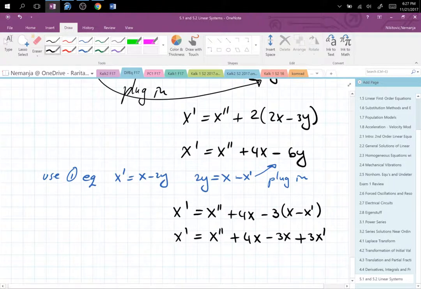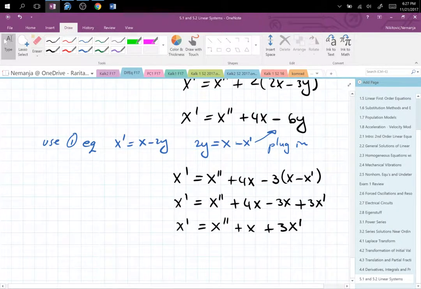And now put everything on a pile and then shift everything to the left. So we have x double prime plus x plus 3x prime, and now move everything to one side. So keep x double prime positive, plus 2x prime plus x equal to 0. Got it.